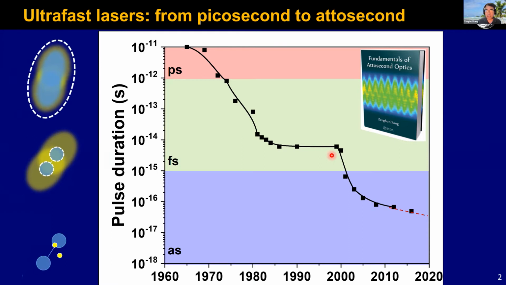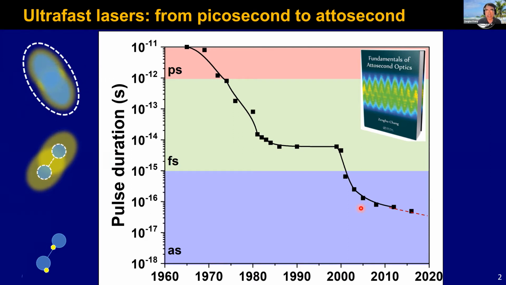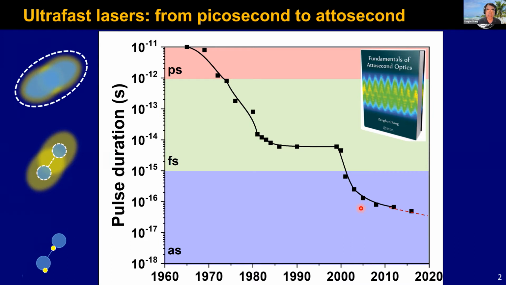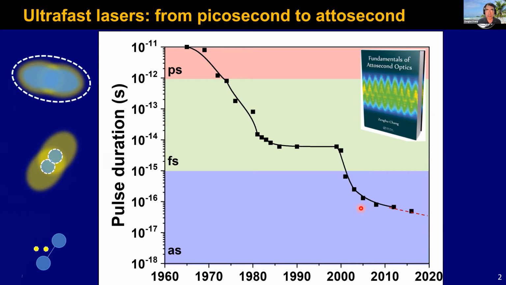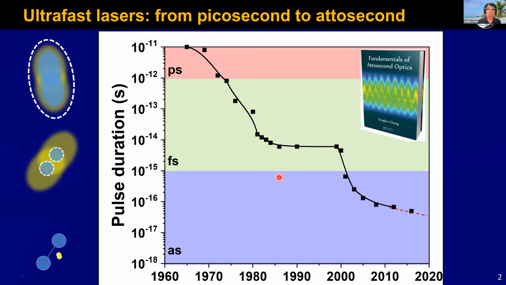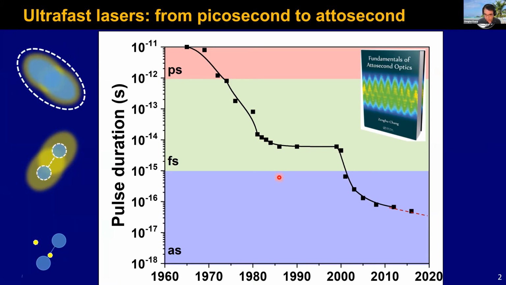And the pulse duration has rapidly reduced to the attosecond. And 1 attosecond is 10 to the minus 18 seconds. The reason that people study ultrafast lasers is because these ultrafast lasers can serve as a fast camera to observe dynamics in molecules and atoms.